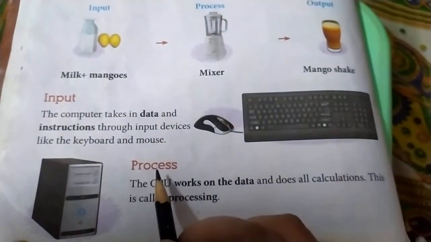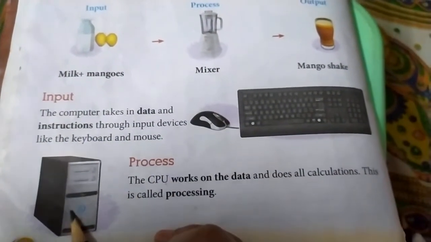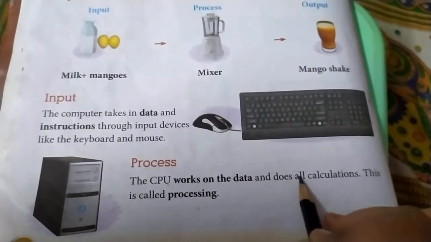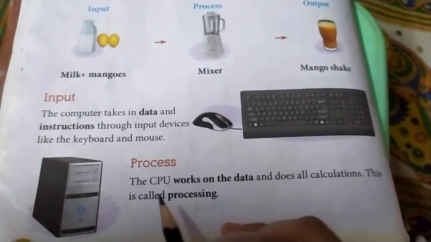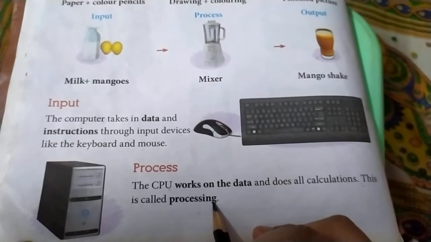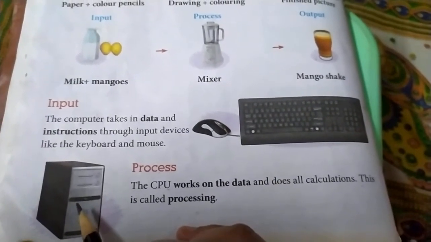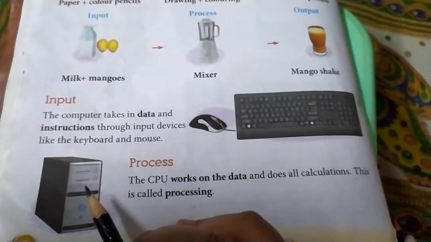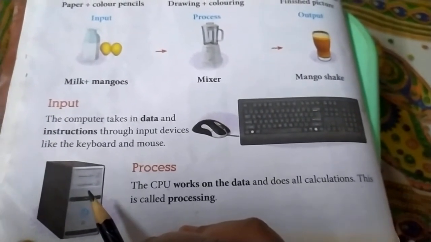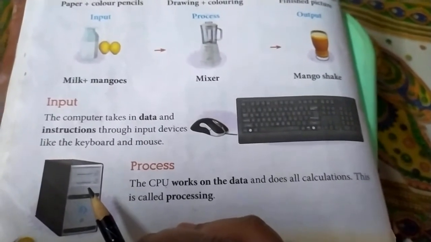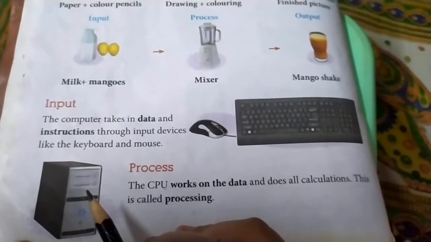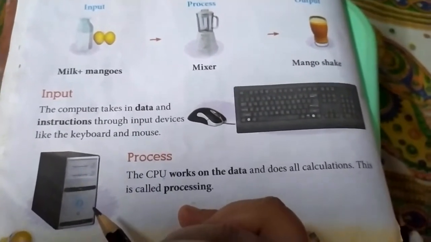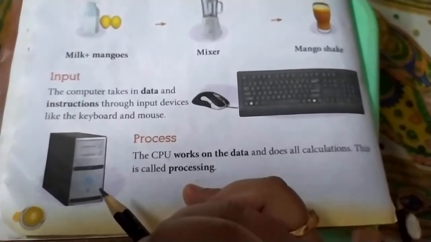Next, process. The CPU. This is the CPU, we all know. The CPU works on the data and does all calculations. This is called processing. Whenever we give input to the computer, the CPU works on that data and does all the calculations according to the instructions we have given using the input. This is called processing. Please turn the page.